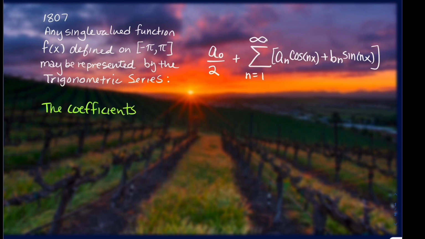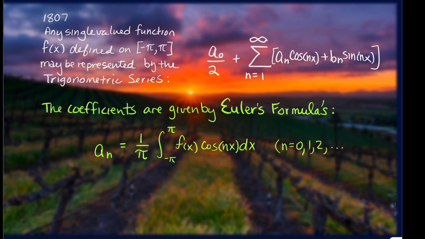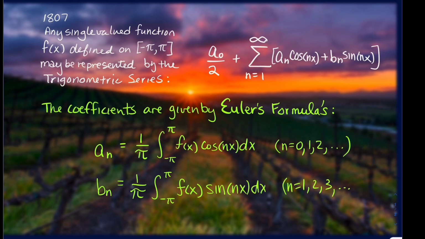The coefficients of the series, a sub n and b sub n, are given by Euler's formulas. A sub n is equal to 1 over pi, the integral from negative pi to pi of f of x cosine nx dx, where n ranges starting from 0, 1, 2, and so on. B sub n is 1 over pi, the integral from negative pi to pi of f of x sine nx dx, where n runs starting from 1, 2, 3, and so on.